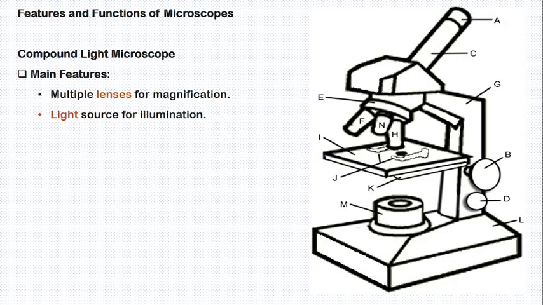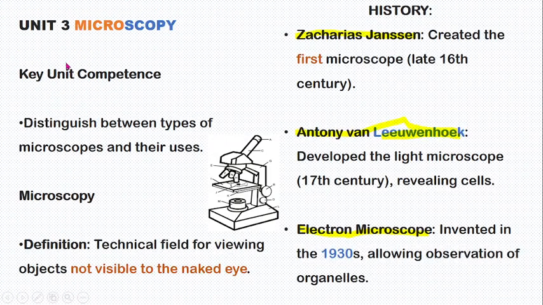I hope you have already understood the definition of microscopy as an instrument that is used to see a small object you cannot see using our naked eyes. The definition is here. The history is not quite many. Just understand that the man who discovered and developed light microscopy is called Anton van Leeuwenhoek. So I hope I have tried.